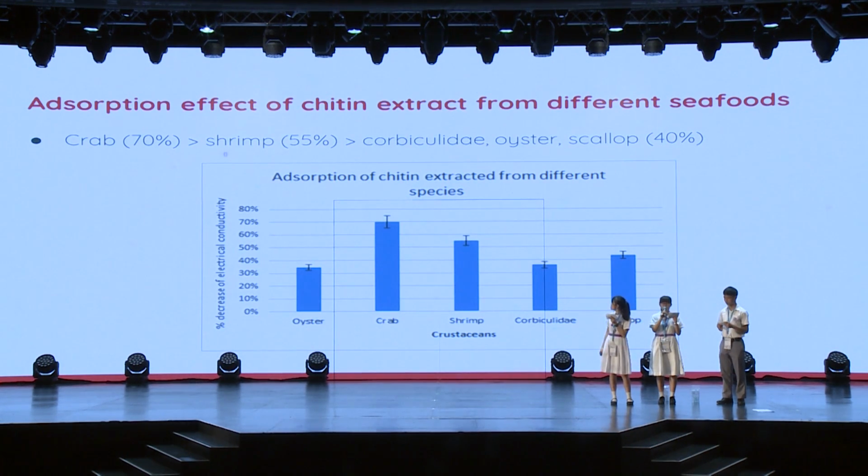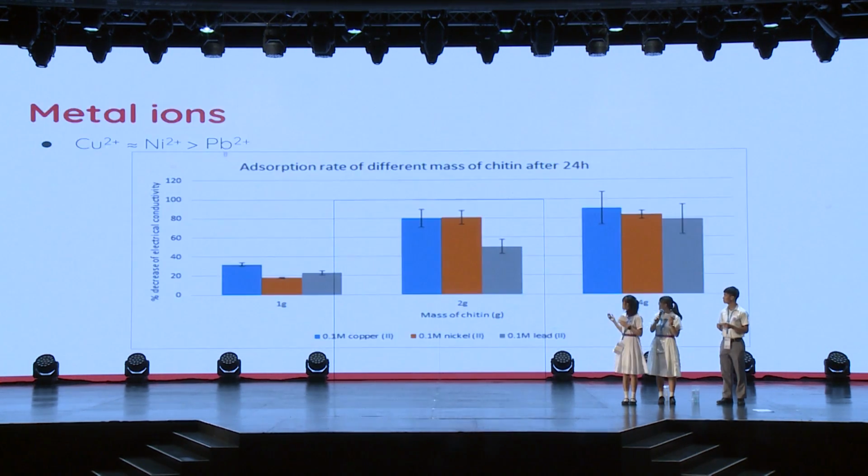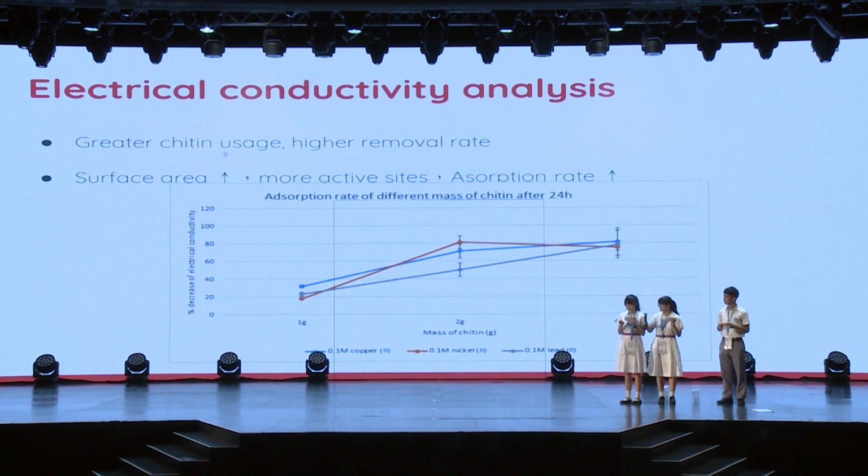This graph shows the adsorption effects of chitin extracted from different crustacean shells. The results reveal that the highest metal removal rate was found in the crab sample, which is 70%. The adsorption of copper(II) is similar to nickel(II) and stronger than lead(II) at lower mass of chitin usage. However, the adsorption becomes saturated at higher chitin usage. As a result, they have similar adsorption at high chitin usage.